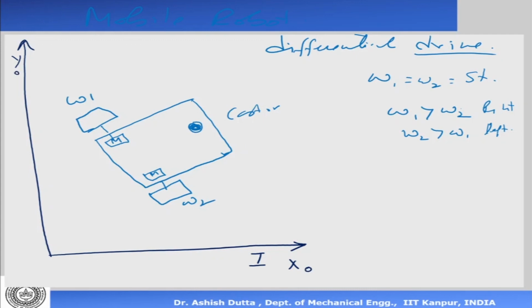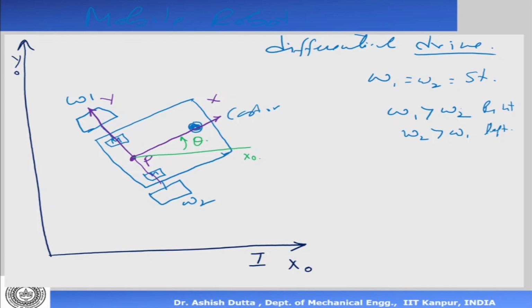Then I assign a frame onto the robot. So what I do is I connect these two wheels with a straight line, and the center point there I call point P, and then I take the forward direction as my x-axis, and this one as my y-axis. So I hope you understood, P is the center point between the two wheels. And this is making an angle theta with x0. So now you can see that there is omega 1, omega 2 and theta.